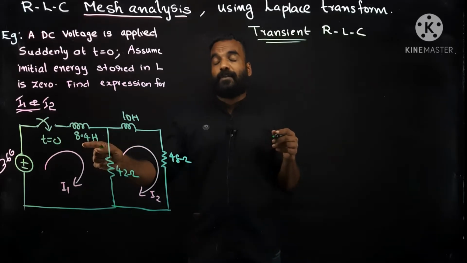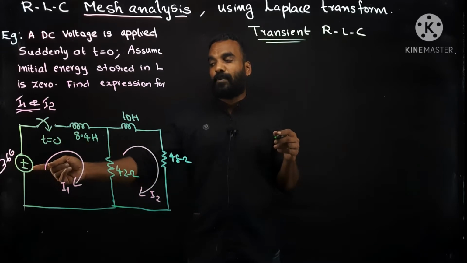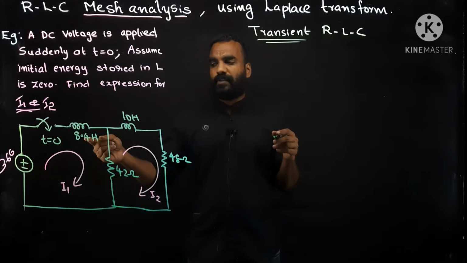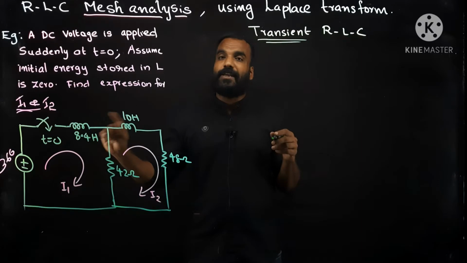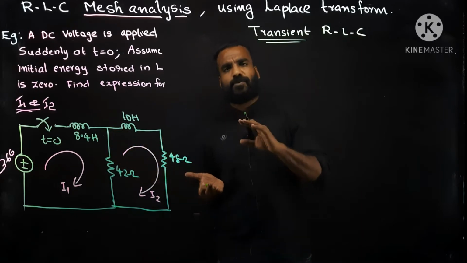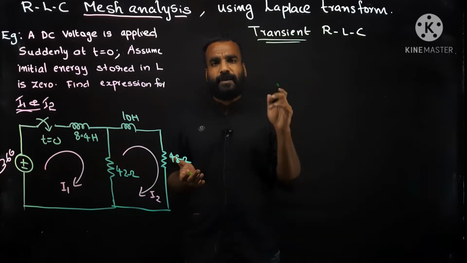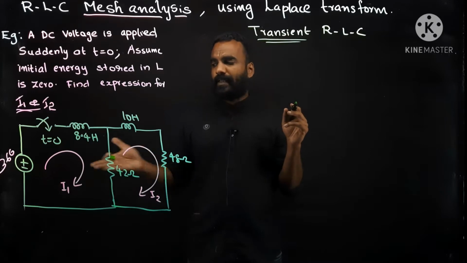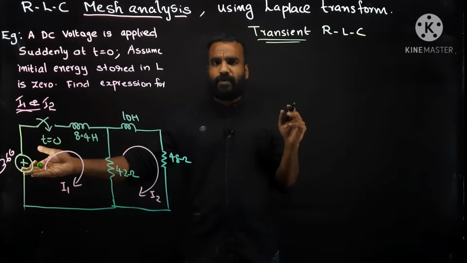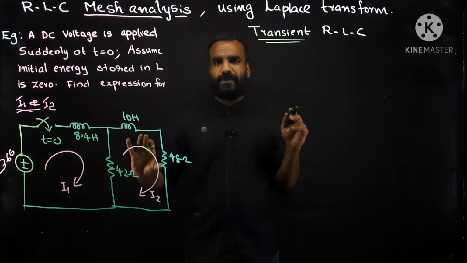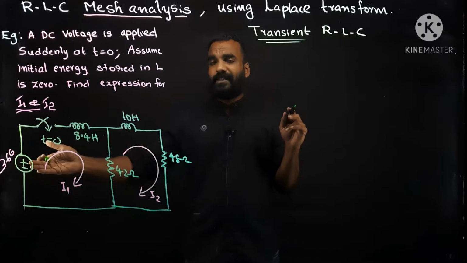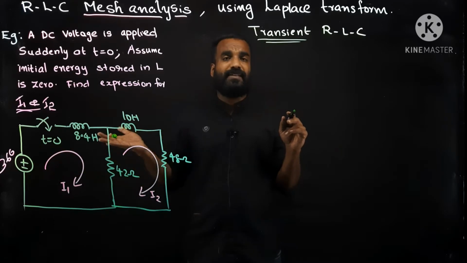If it is an AC problem, 8.4 Henry should be converted to L omega with a J operator, that is, 8.4 into L omega J. Like that, a capacitor also becomes 1 by C omega with a minus J operator. If it is a DC problem, there are no issues of inductor and capacitor. But if it is an AC problem, you can solve like that.